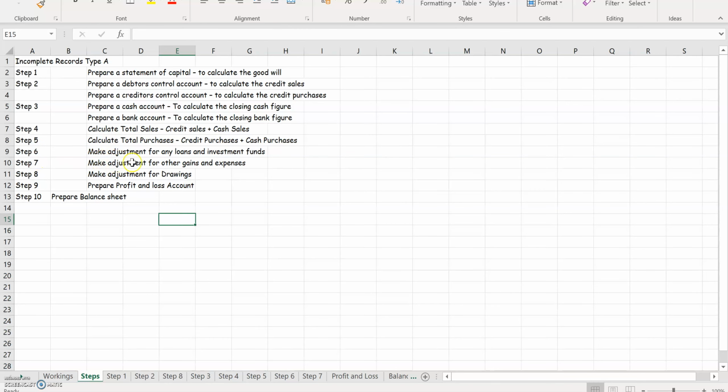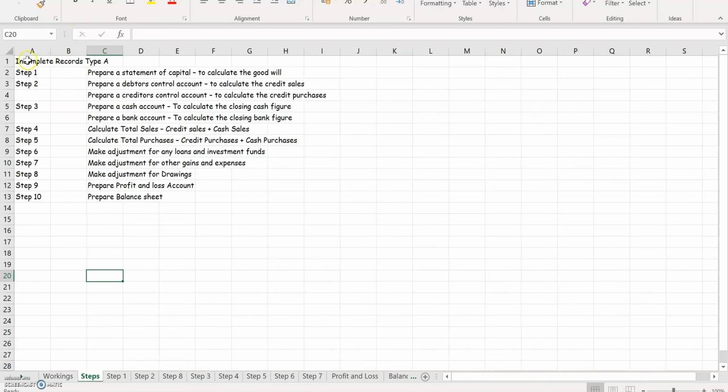Step 6, do any adjustments for any loans or investment funds that you might have in the question. Step 7, make adjustments for other gains and expenses. Step 8, make adjustments for drawings. Step 9, prepare your profit and loss account. And step 10 then, prepare your balance sheet. So there are your 10 steps that you need to know for this question.